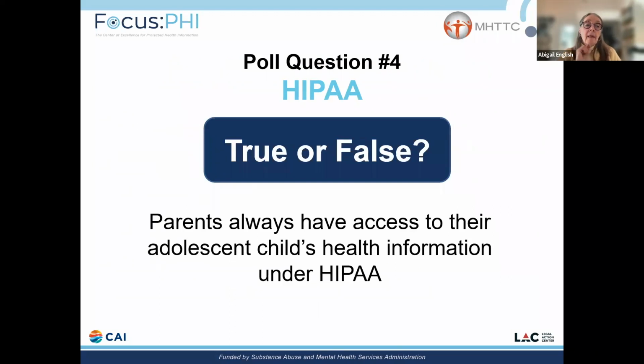So our next poll question, again, a true or false question. Parents always have access to their adolescent child's health information under HIPAA. Is this true or is this false? And you'll have a few seconds to respond.